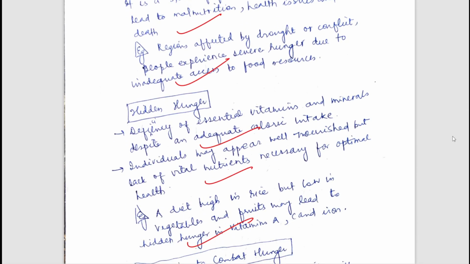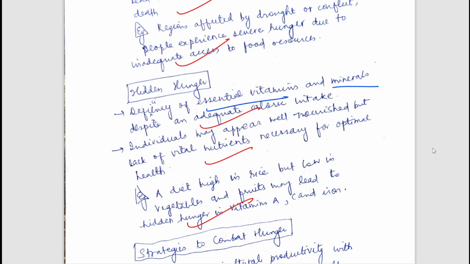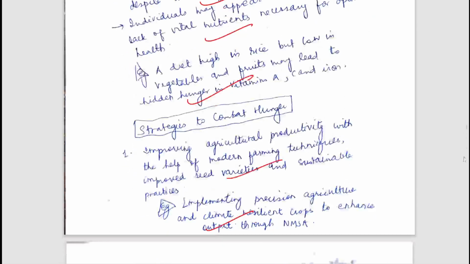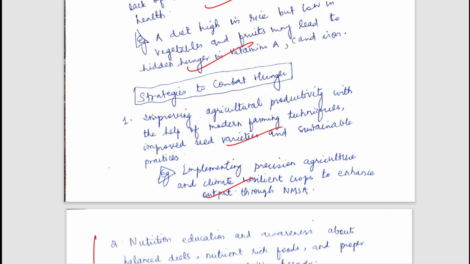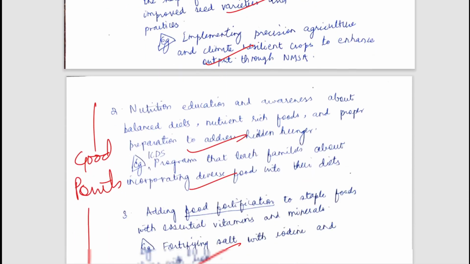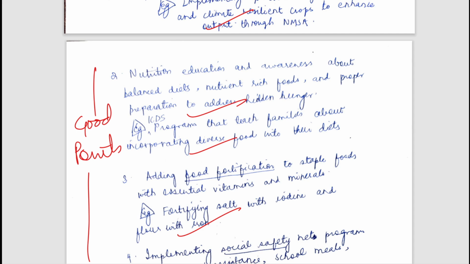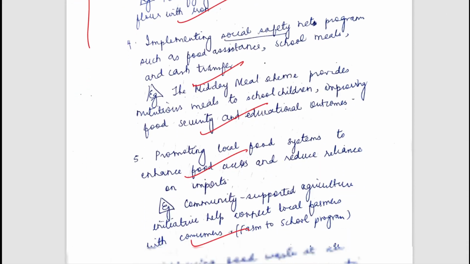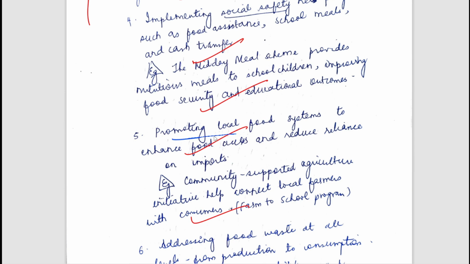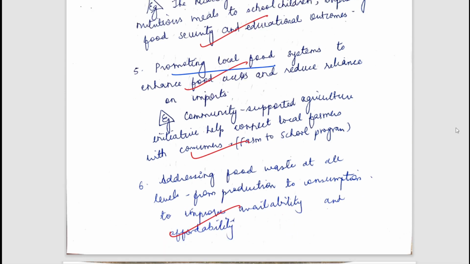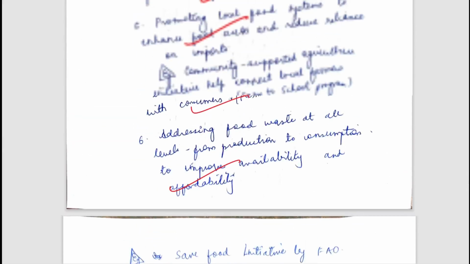So we can see what hidden hunger is: deficiency of nutrition, that is, essential vitamins could be deficient, minerals could be deficient. So we are eating a proper amount of food, but the nutrition which we want is not getting to us. How can we combat hidden hunger or hunger? By improving agricultural productivity, nutritional education can be done, food fortification can be done, social safety nets can be implemented, local foods which are good in quality can be promoted, for example millets. So, well written points, you can simply pause and read it.